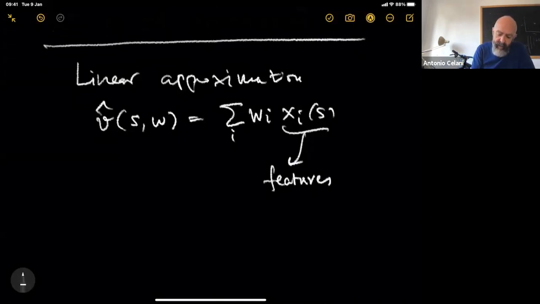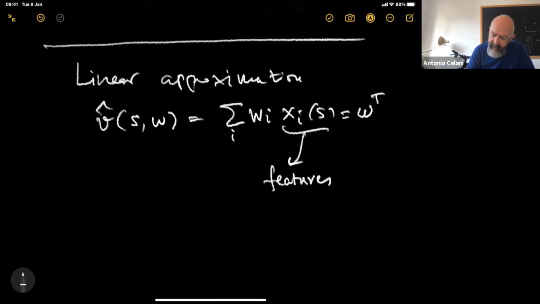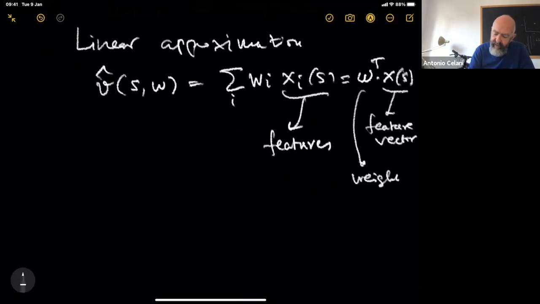So clearly, this is also, like I wrote before, you can compactly describe this as w transpose x. So this is the feature vector. These are the components. This is the feature vector. And this is the weight vector. You can think of those as observations. So if there is a state, you can take an observation, which is the value of this feature xi. Okay, it's an observation.